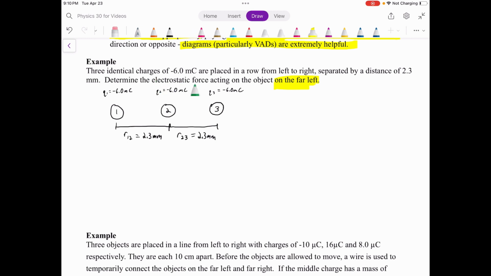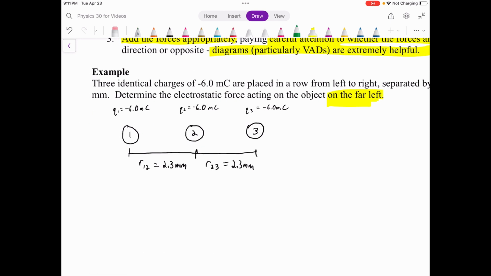We want to determine the electrostatic force acting on the object on the far left. So we're interested in the net force acting on this one, right? Which is going to be different than the net force acting on this one, which is going to be different than the net force acting on this one, right? This one, what's going on with it? Well, there's 2 negative charges over here. So these are both repelling it, right? This one is going to be repelling it, pushing it to the left. If this is feeling a repulsive force, it's going to get pushed to the left.